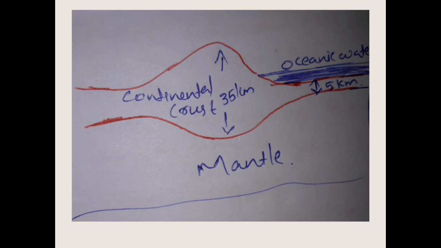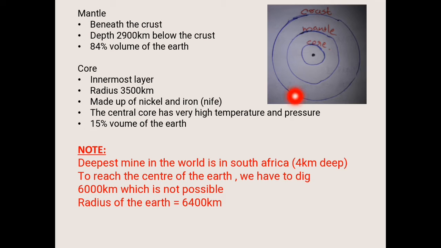Next we can look at the middle layer, mantle. Mantle is present beneath the crust. It is just beneath the crust and its depth is 2900 km below the crust. It is 84% volume of the earth. Of the 100% volume of the earth, 1% is crust, and 84% volume of the earth is mantle.